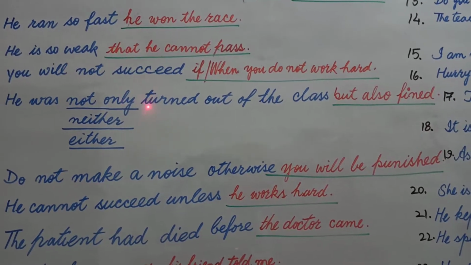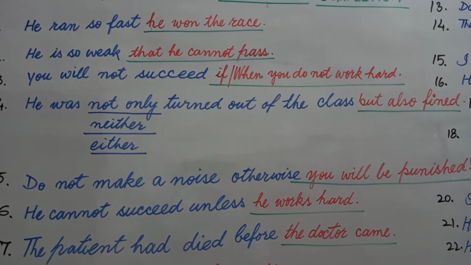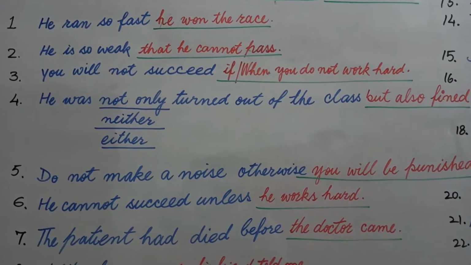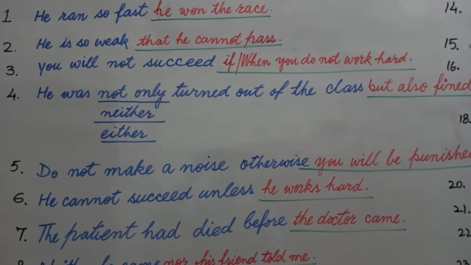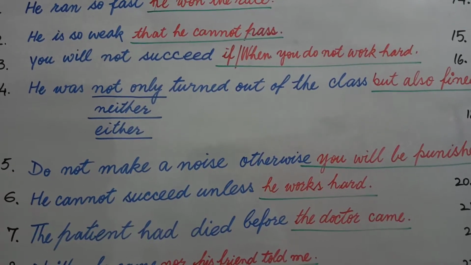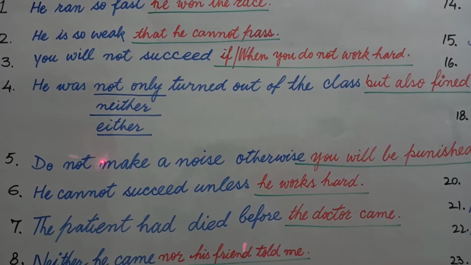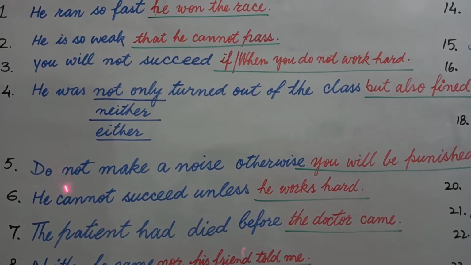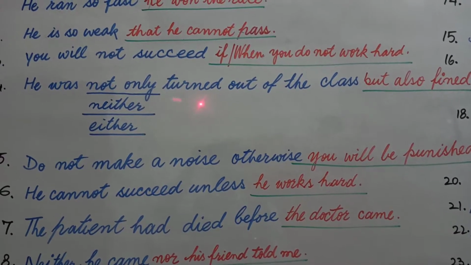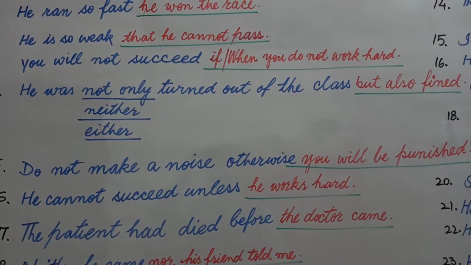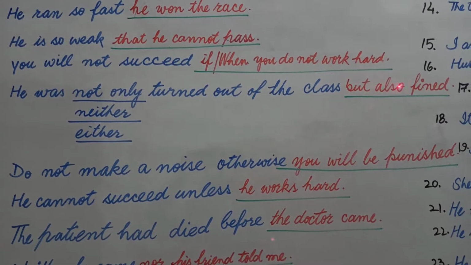Suppose this is not before the verb, but any one of these 3 is before the subject, then definitely, if you have another subject, that will be used after but also, after nor, after or. Suppose either he or his friend, neither he nor his friend, not only he but also his friend. But actually in this sentence, not only is used before a verb, so in the next part we will repeat the same condition: but also fined.